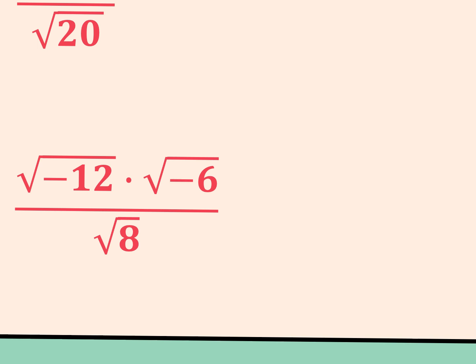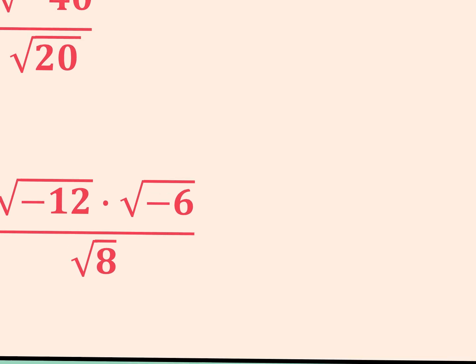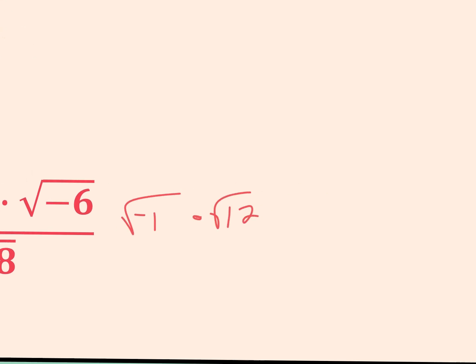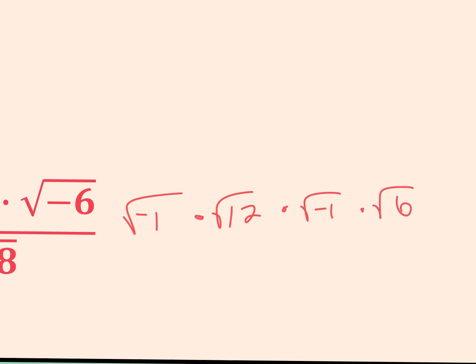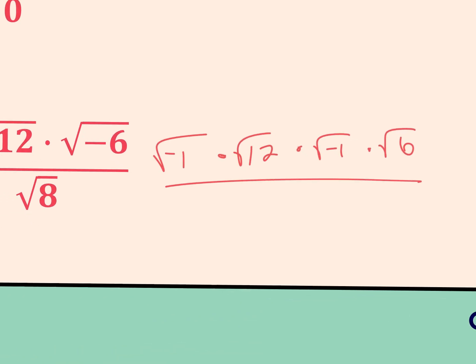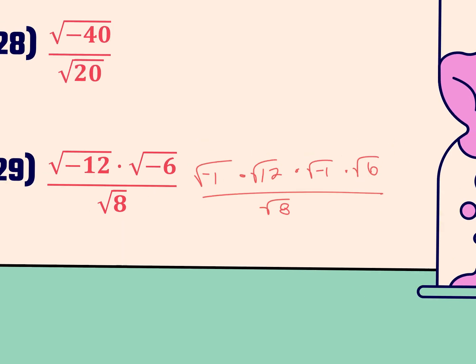So did you see negatives? Where should we start simplifying? Okay, let's take negative square root of negative 1 times the square root of 12 times the square root of negative 1 times the square root of 6 all over the square root of 8. All right, do that first. When we simplify this, the square root of negative 1 is what? I. And here, the square root of negative 1 is what? I.